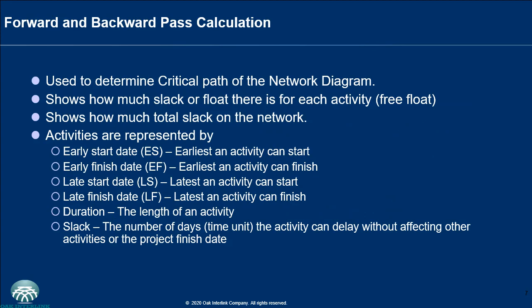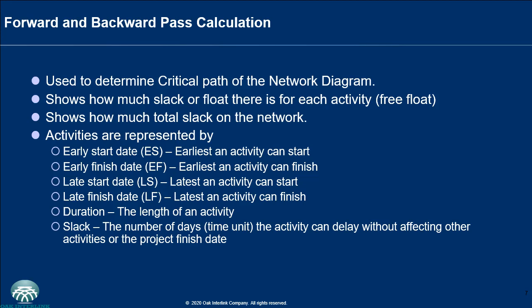So the forward and backward pass calculation is used to determine the critical path of the network diagram. It shows how much slack or float there is for each activity, which the earlier method that I showed us did not have. It shows how much total slack is on the network.